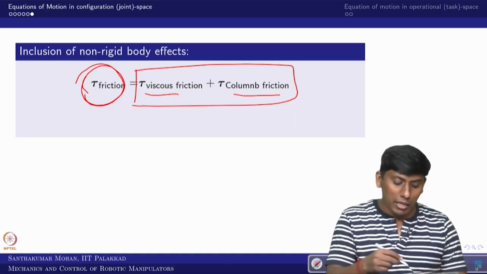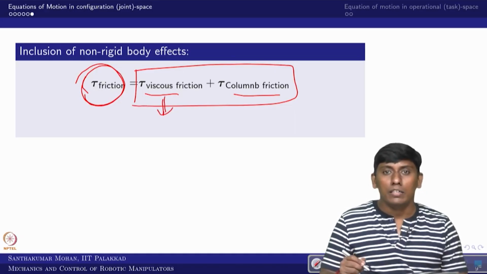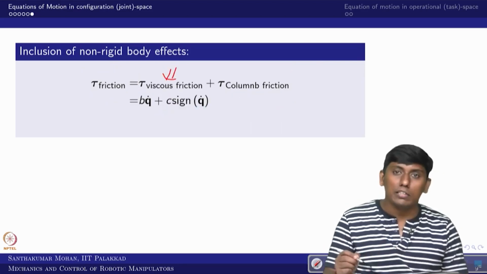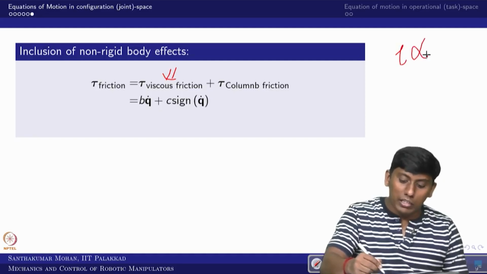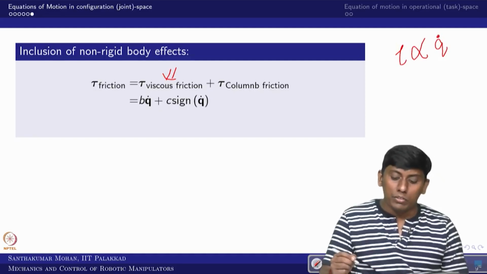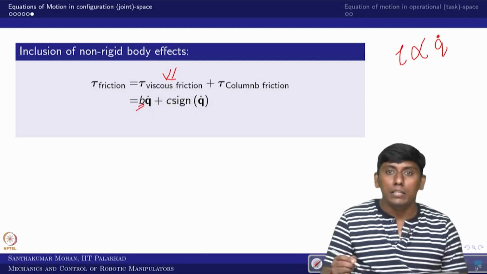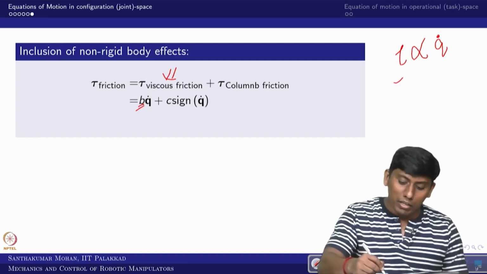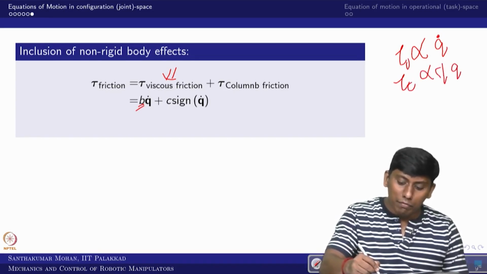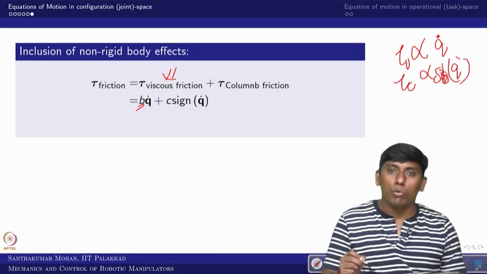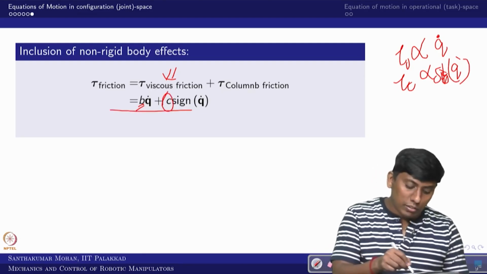Even these two additional terms can be brought into a coefficient form. The viscous friction tau is directly proportional to the velocity. If you bring in the proportionality constant, I call it B, okay. The Coulomb friction is directly proportional to the sign of q dot. Now the Coulomb friction coefficient we also bring in. So now this is the frictional term.